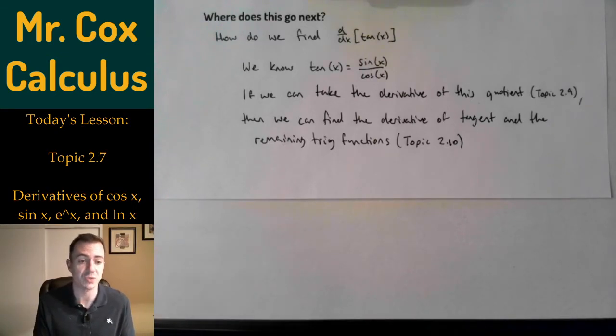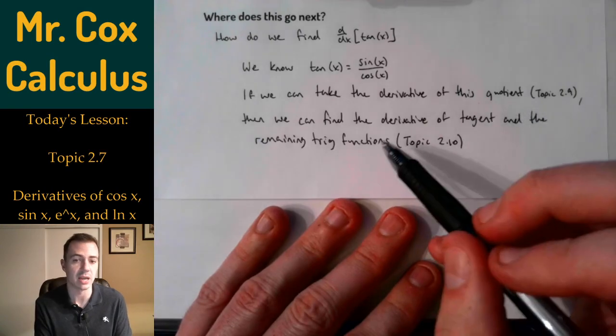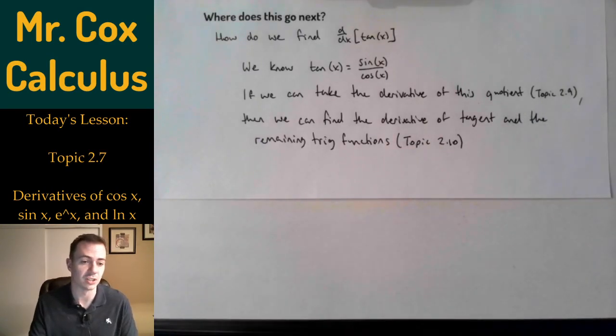And that's really how we close out Unit 2 here, is we'll do the product rule in topic 2.8, we'll learn how to take the derivatives of quotients in 2.9, and then we'll look at the remaining 4 trig functions in topic 2.10.